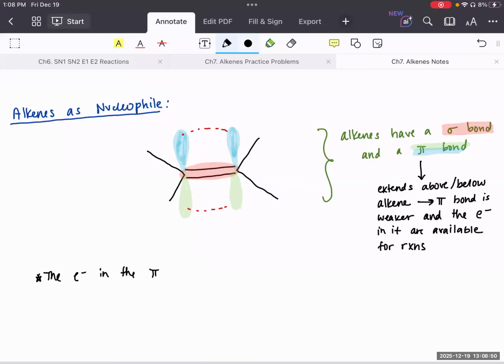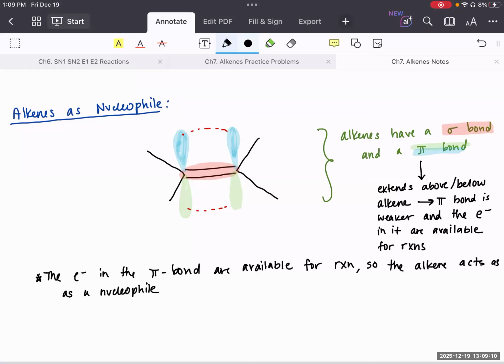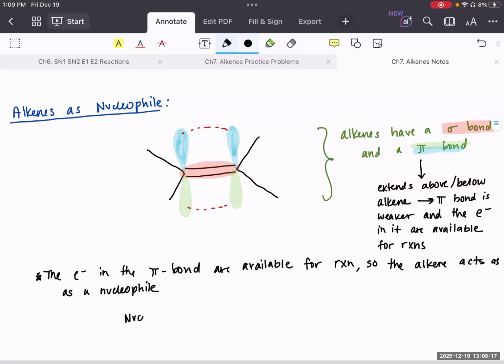And so they're available for a reaction or to form a bond with something. So overall, the alkene acts as a nucleophile because it's donating those electrons. And just as a reminder, nucleophiles want to give away electrons, electrophiles want electrons.